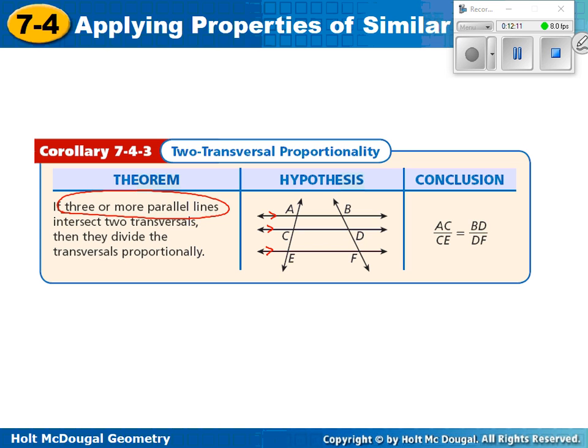If you have 3 or more parallel lines, and they are intersected by 2 transversals. What are the transversals in this picture? AE. Oops, that's terrible. Let's try again.